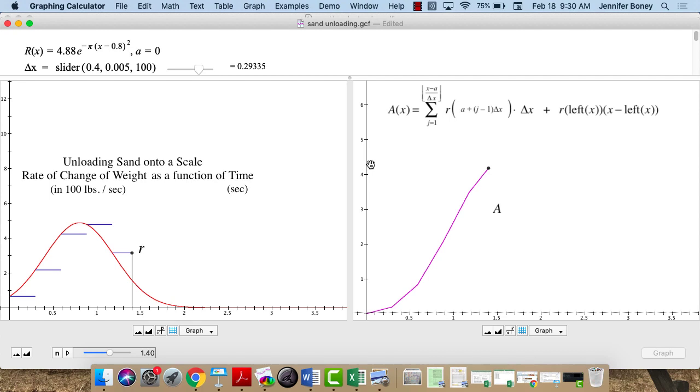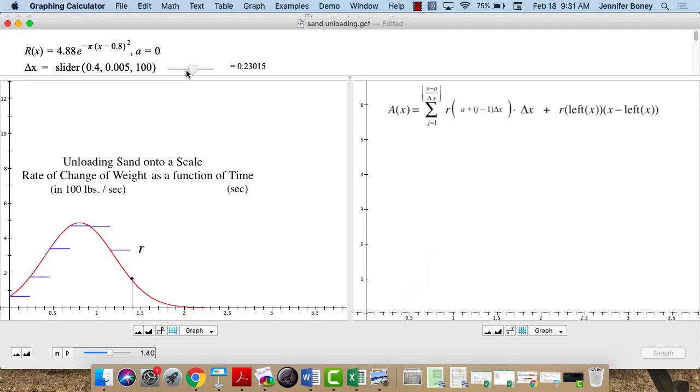The height of this purple graph represents the weight that's accumulated between time 0 and 1.4 cumulatively, like all of that, not the separate values of it. The separate values you could find by looking straight across from whatever point you're interested in. But the y values here represent the cumulative weight of sand that's been put onto the scale since time 0. So right now it's a little bit over 4. That matches up with that 4.3 we had.